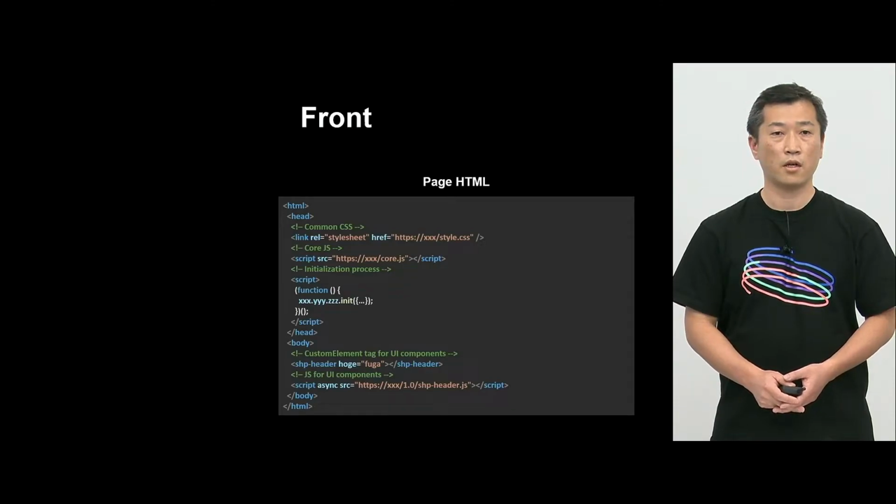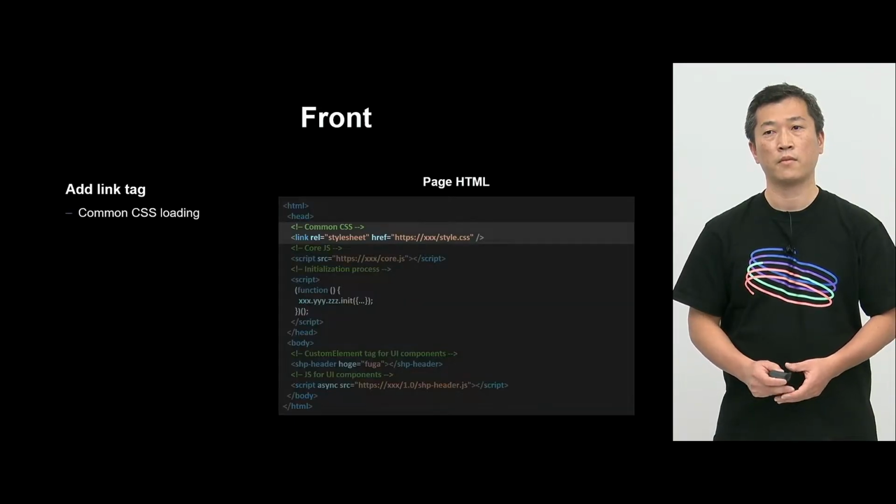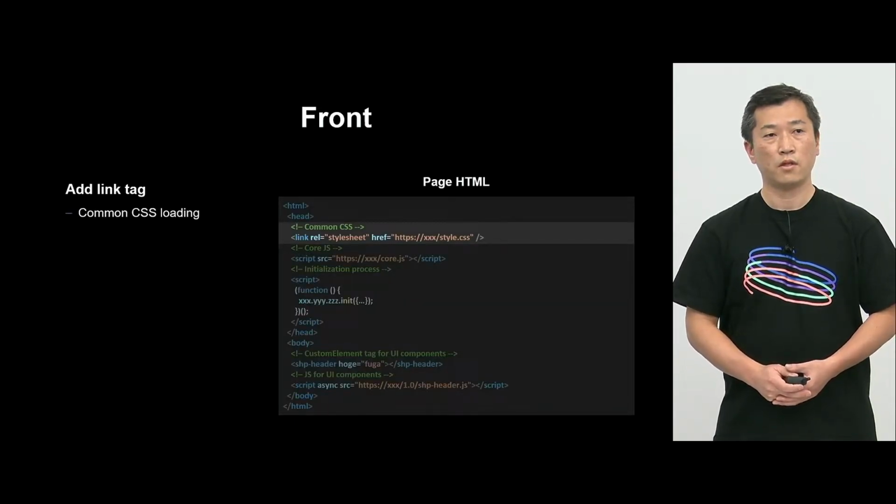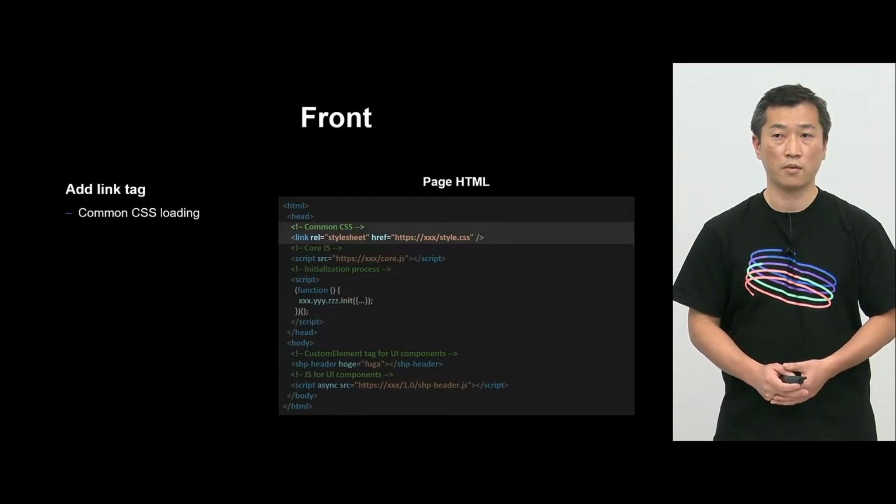Let me talk about the front first. So this is the HTML that will be returned. As Puta is asking the front to do the work, we want to make it simple. Now, from the top, a link tag is used to load the common CSS. And here, the common UI style is defined.